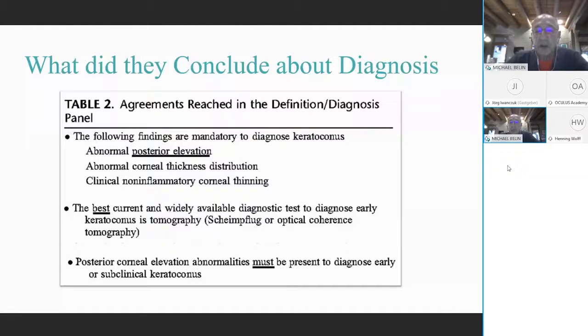coherence tomography. And posterior corneal elevations must be present to diagnose early or subclinical disease. All these are completely things that are not available with Amsler-Krumeich. Yet still, you go to meetings and read papers, and this is what people are currently using.